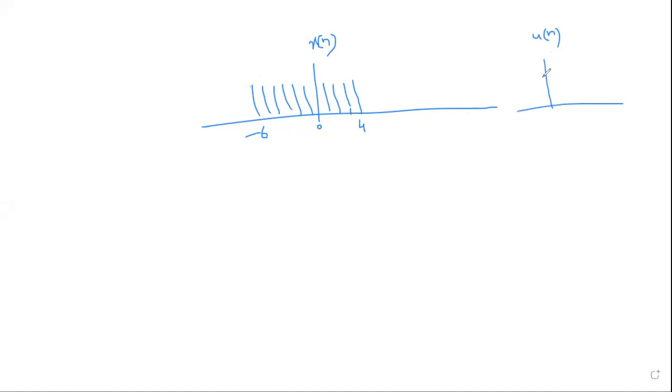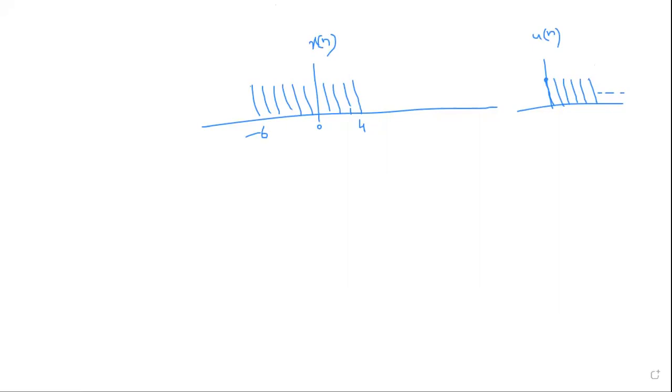From 0 it starts. Okay, u of n starts from 0, 1, 2, 3, 4. Okay, and it continues till infinity. Now, will you give it a try? Will somebody give it a try? What is the method?